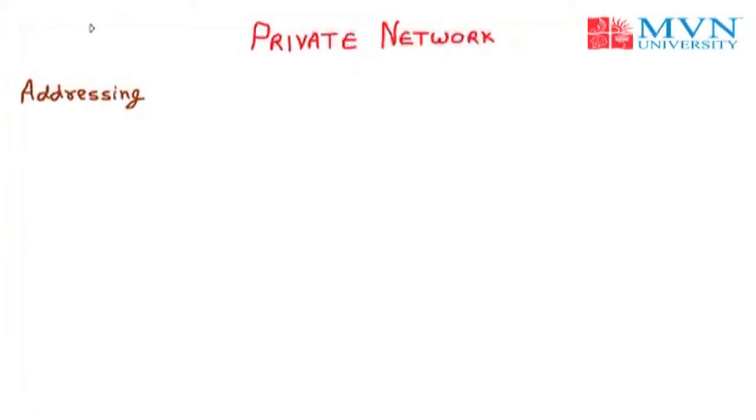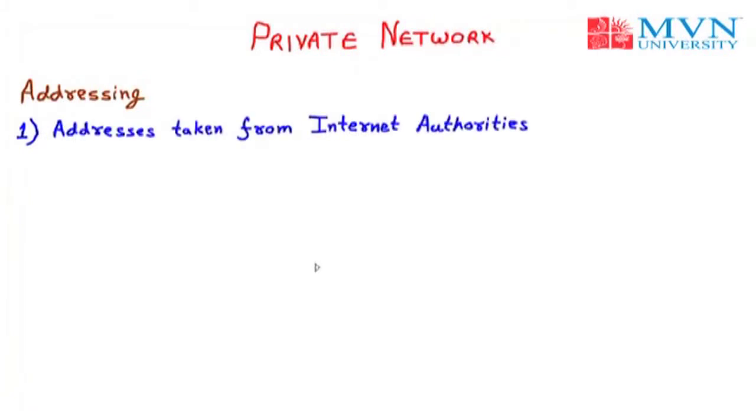So we require addressing, and we have three options by which we can provide addressing to our computers. The first type is one in which we can apply IP addresses taken from the internet authorities. In this technique we can take the IP addresses from the internet authorities. For example, we have an internet authority which provides the IP addresses. We just purchase the IP addresses and all the settings from that particular internet authority.